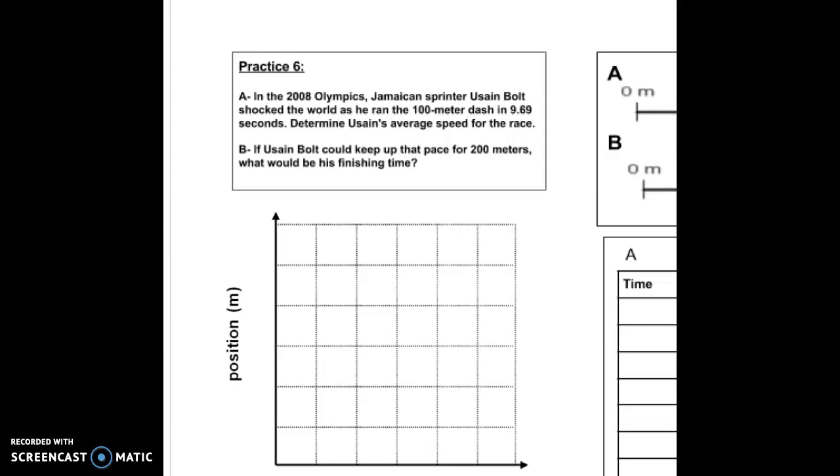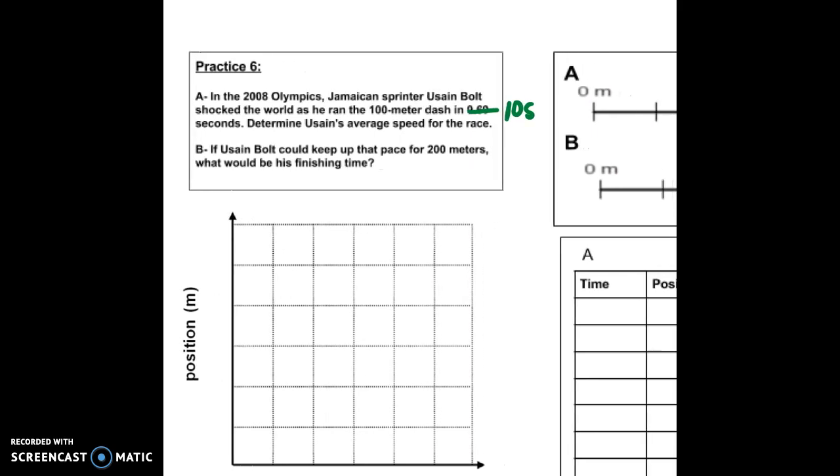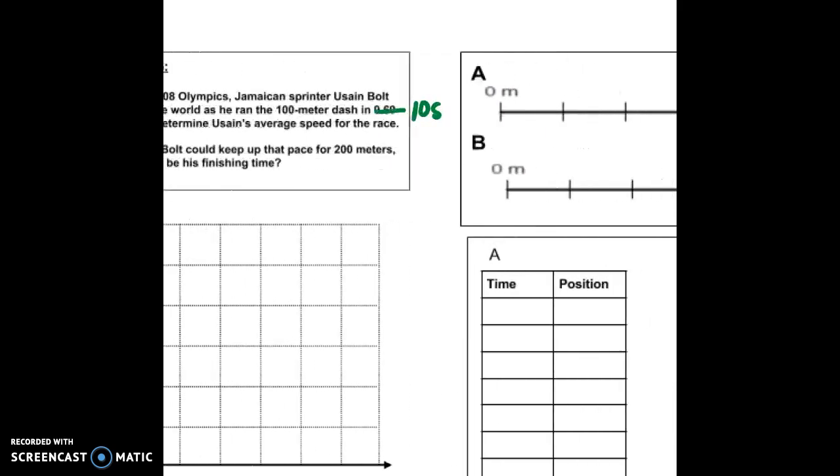All right, so here's a think aloud for practice 6 in our packets. We are going to, first of all, change this to 10 seconds for now. Even though it's not really 10 seconds, it's 9.69, which is impressive, but for just our calculation's sake we're going to use 10 seconds.